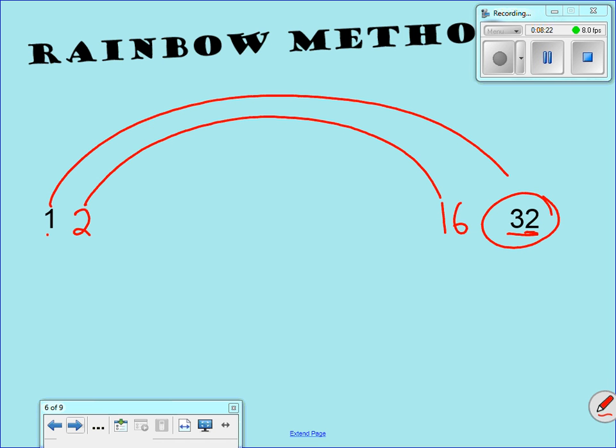What about 4? Yes, 4 goes into 32. How many times? 8 times. Let's see here. So we have 5, 6, and 7 before we get back to 8. We know 5 doesn't go.